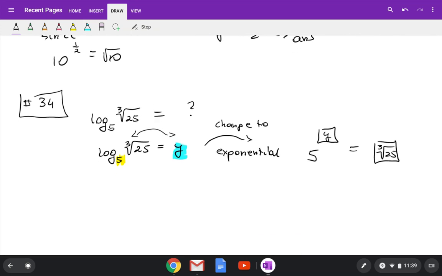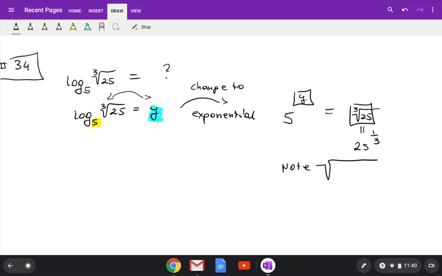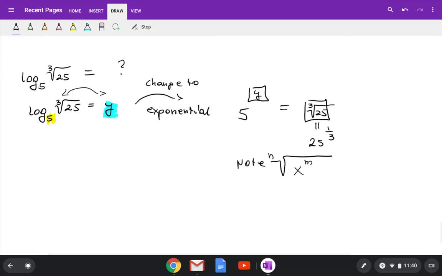Okay. So let's rewrite the cube root of 25 as 25 to the power of 1/3. So they are equivalent. Note, when you have an expression with a radical, let's call this index n, this is x, and this one has power m, you can rewrite that.